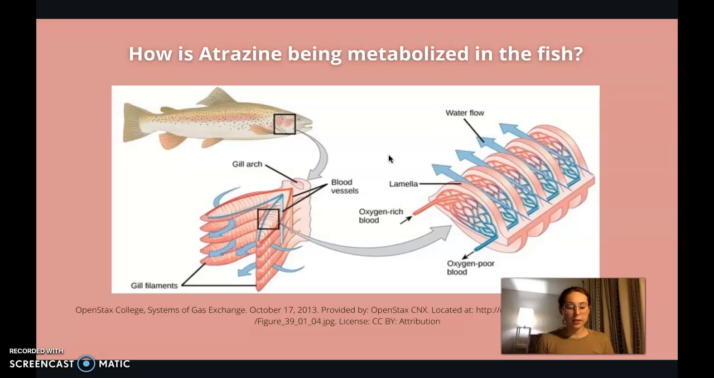So I wanted to discuss how atrazine is actually being metabolized in the fish. When we look at the actual anatomy of the fish, this is what we see. The fish goes through aquatic respiration through a gas exchange in which it needs to obtain three things: a large surface area to volume ratio, short diffusion distance, and a maintained concentration gradient.